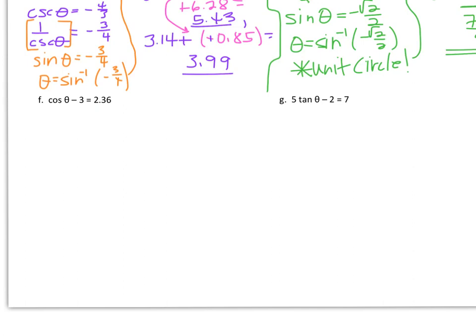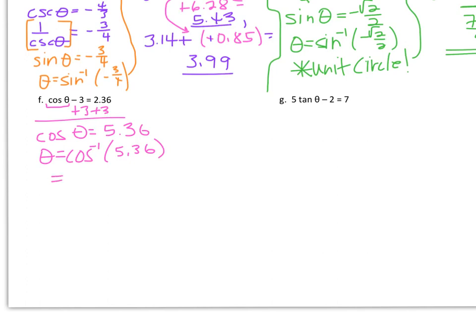2 more, stick with me. Cosine theta minus 3 equals 2.36. To isolate your cosine, which is a primary trig term, let's add 3 to move it to the other side. Simple enough. Cosine theta equals 5.36. Then let's take the inverse. 5.36 is definitely not one of our fractions from the unit circle, so we're going to type this in. Everybody type this in, and I want you specifically to do this because of the kind of answer we get. Your calculator should say syntax error, or error of some sort.